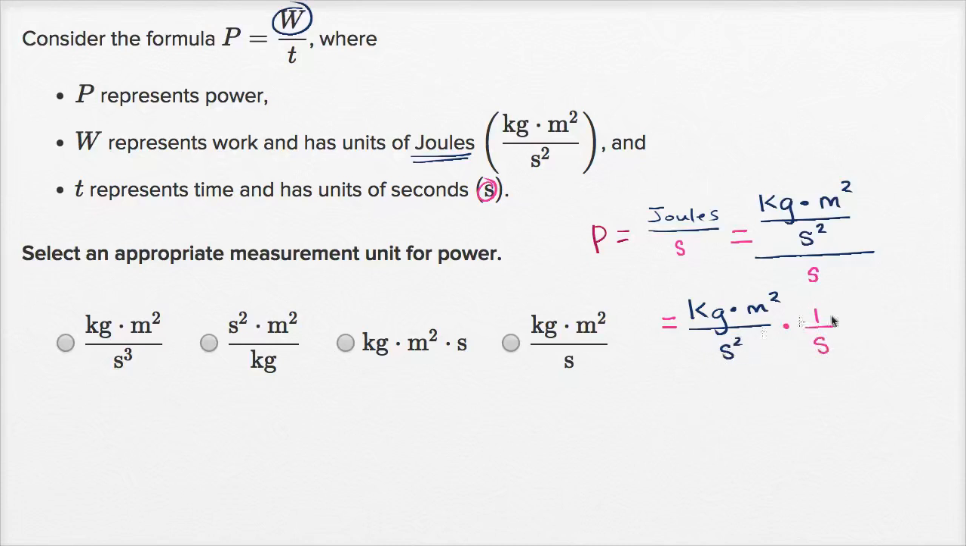And so if we treat these units the way that we might treat things like variables, this would be equal to, in the numerator, we would have kilogram times meter squared, or kilograms times square meters, over, in the denominator you have second squared times seconds, you have seconds to the third power. So one way to express the units for power could be kilogram meter squared per second cubed. And we see that this is this first choice, kilograms meter squared per second cubed.